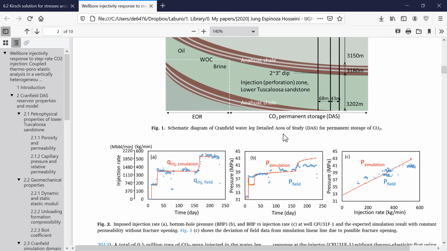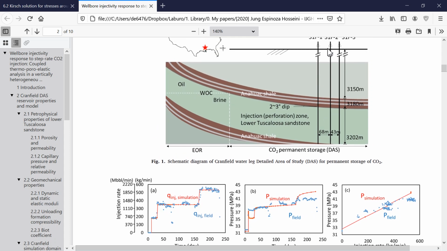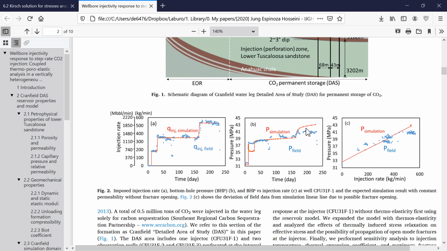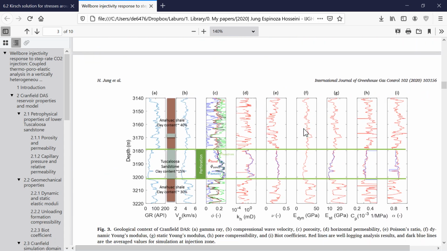And so then the objective was to calculate and to simulate what would be the response of the pressure as a function of the injection schedule, and also for a temperature of injection that was lower than the temperature of the formation. And let me show you what the results are.